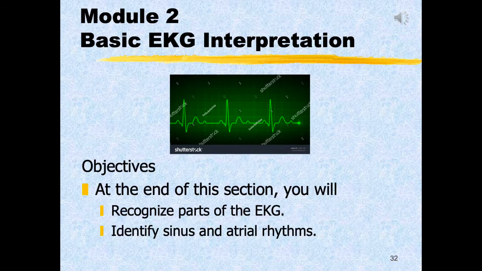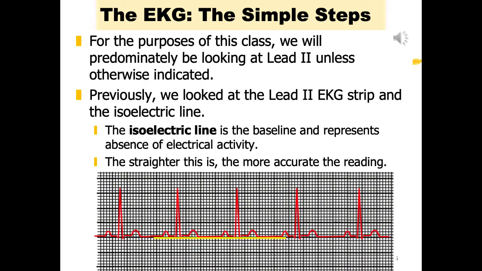At the end of this module, you will be able to recognize parts of the EKG and identify sinus and atrial rhythms. We will be looking at lead 2 unless otherwise indicated, since lead 2 is our rhythm recognition strip.